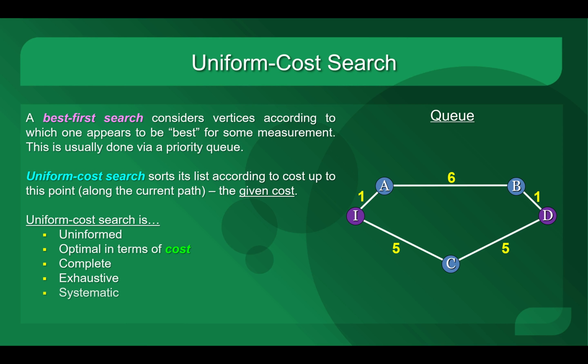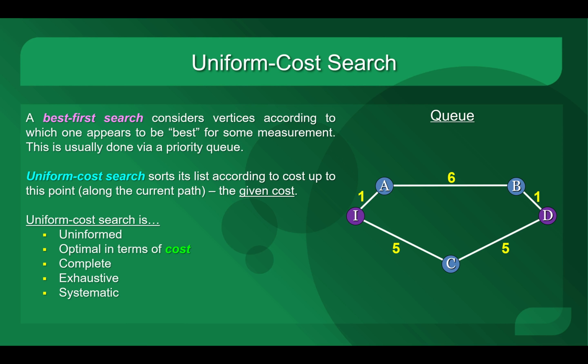So let's take a look at an example. If you take a look at this graph, very quickly you'll see that breadth-first search would choose the path with the fewest number of steps, ICD, which would cost more than the shortest path in terms of distance, IABD. So let's see how keeping track of the cost up to this point impacts the results.